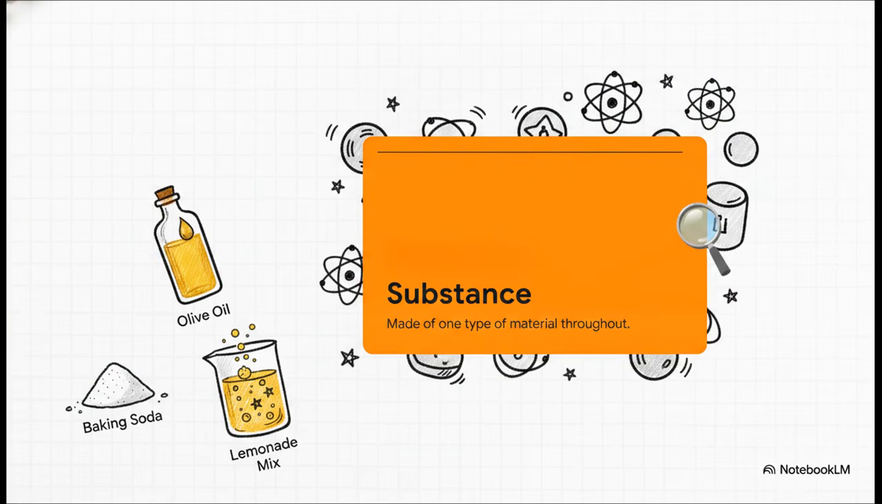But to figure out which part of this mixture is causing the reaction, we have to break it down. To actually crack this case, we have to look closely at the individual substances that make up the mixture. A substance is made of just one type of material throughout. In science, we refer to these single, pure ingredients as substances. Baking soda? That's a substance. Olive oil? A substance. Now, the lemonade mix is technically another mixture, but for our baseline investigation, we really want to look at the pure, individual substances as much as possible. We have to isolate them to see how they behave completely on their own.